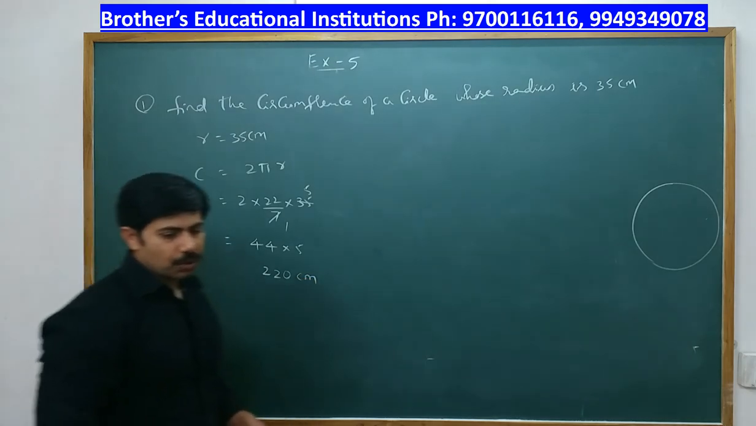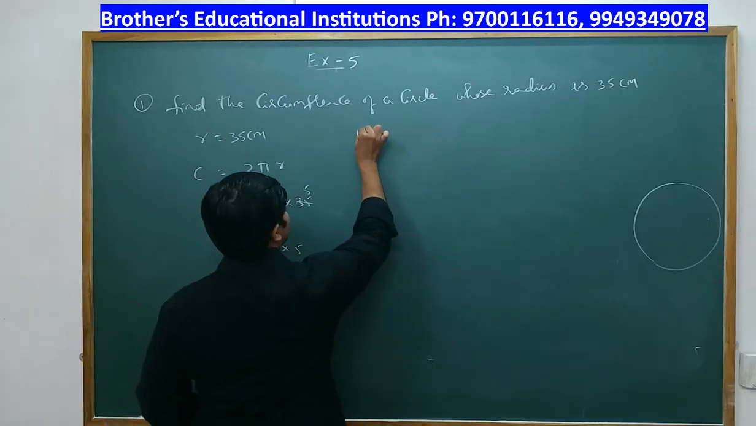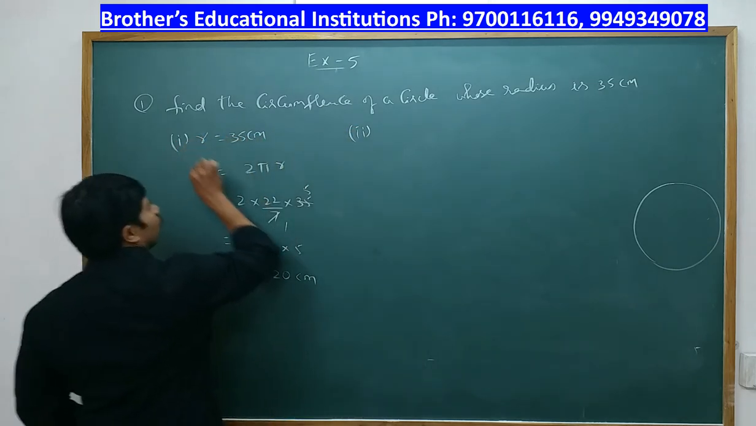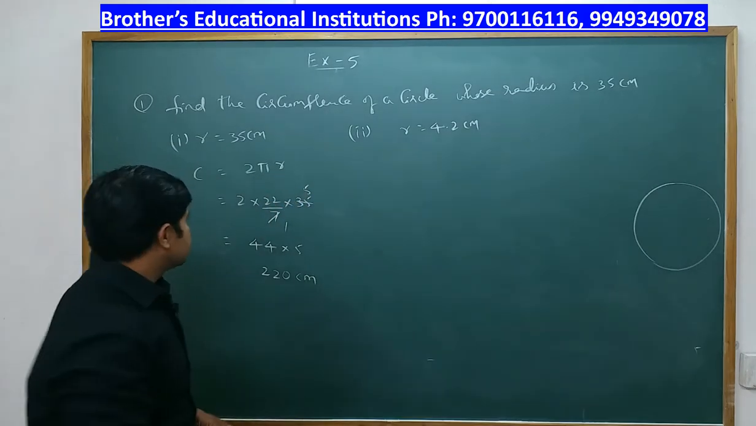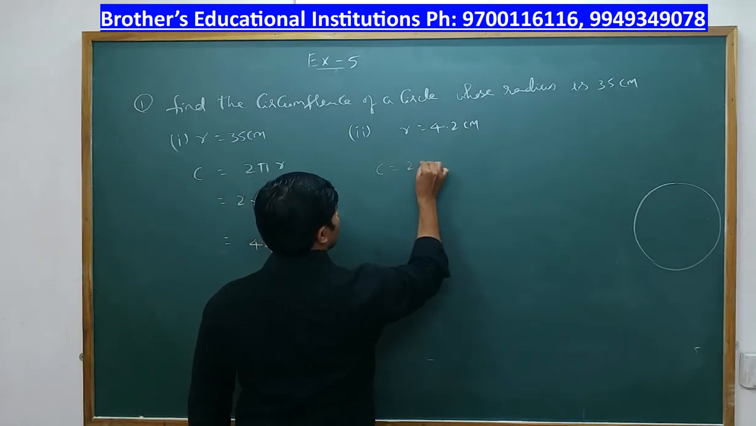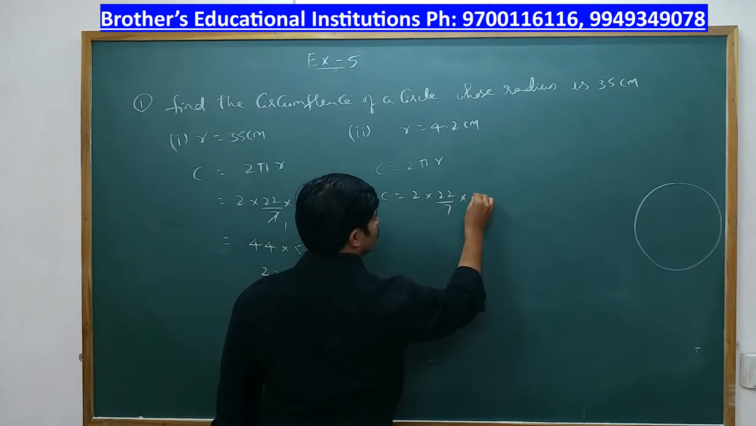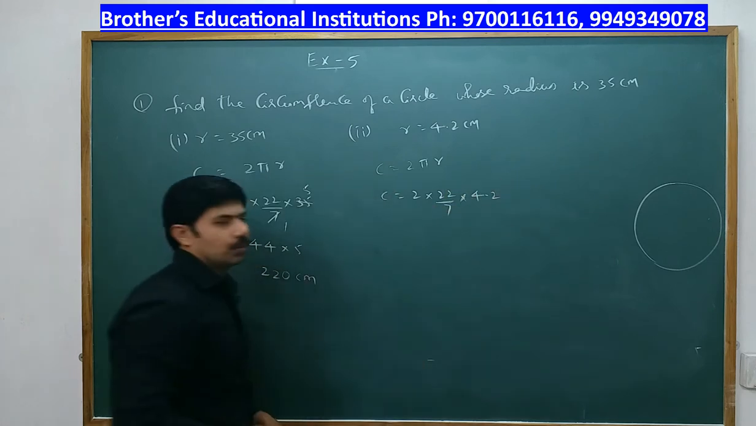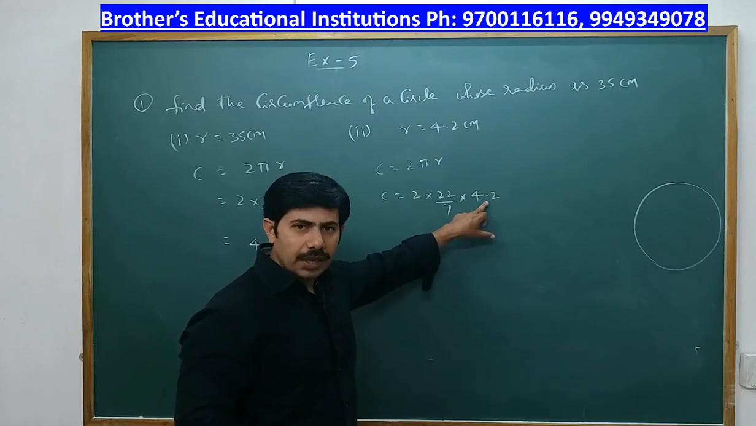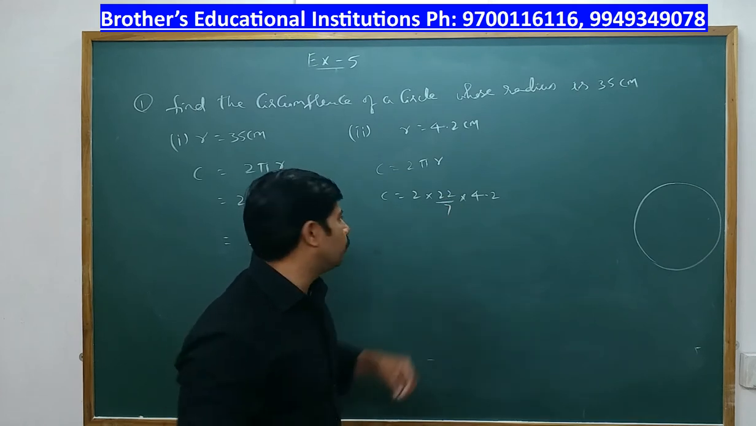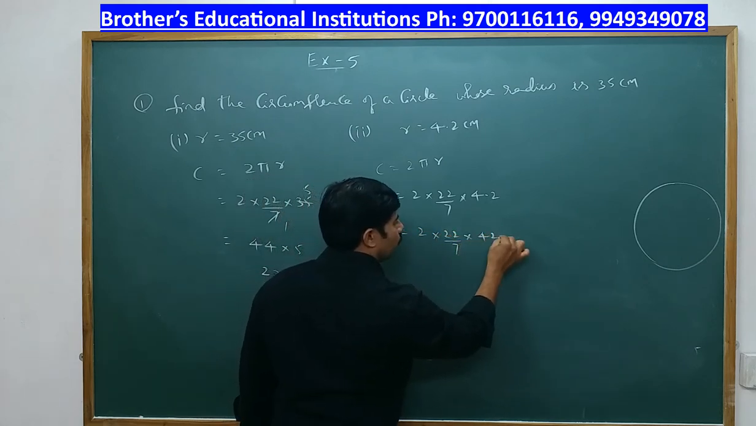Okay, now we'll go to the next problem when the radius is 4.2 centimeters. Now the second case what we have is the radius is 4.2 centimeters. C is equal to 2 pi r. So C is equal to 2 into 22 by 7 into 4.2. Right. So what I'll do, I'll write this 4.2 in fraction form, in p by q form. So C is equal to 2 into 22 by 7 into 42 by 10.